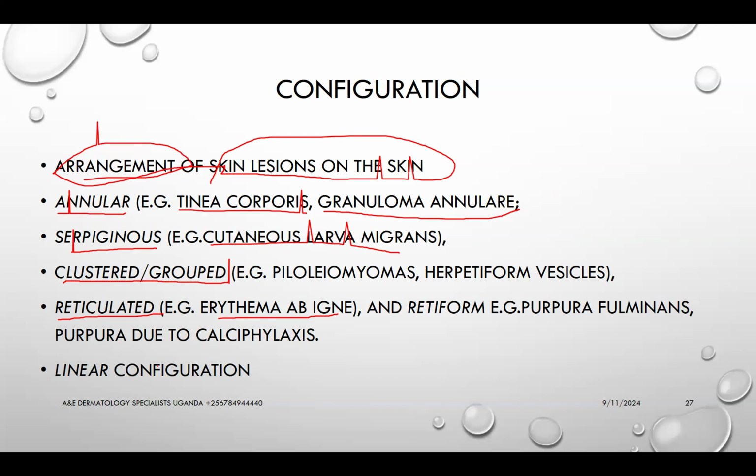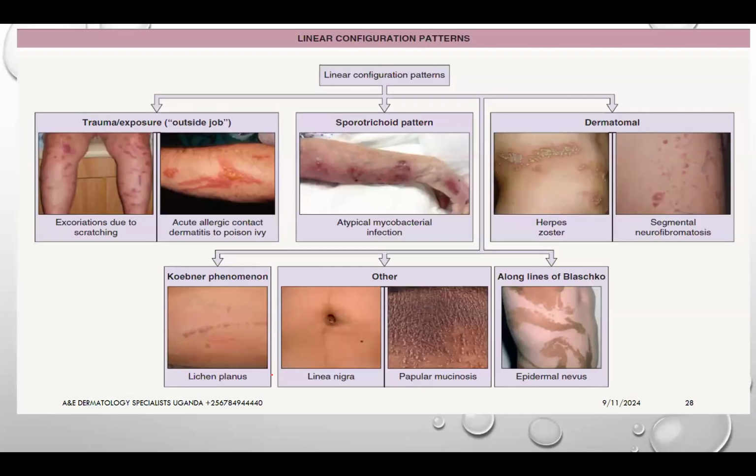Or are the skin lesions arranged in a linear configuration pattern, like in lines? For example, things that follow Blaschko lines, those lines of development, so they follow a particular linear pattern, like things that follow a dermatome. For example, in this case, someone went outside, maybe did an outside job, then they got allergic contact dermatitis secondary to poison ivy. So you find that these lesions will follow the line where this person got contact with that plant.